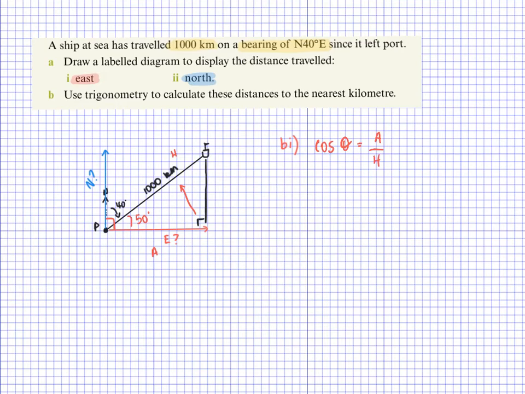I then fill in what I know. So the cosine of 50 is going to be equal to, we'll call it E over our 1,000. Rearranging the equation, E is going to be equal to 1,000 multiplied by the cosine of 50, which gives me an answer of 642.788. They want it to the nearest kilometre, so this is going to be 643 kilometres, and that would be east.